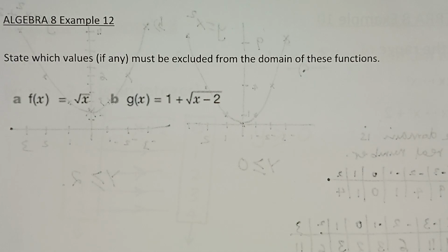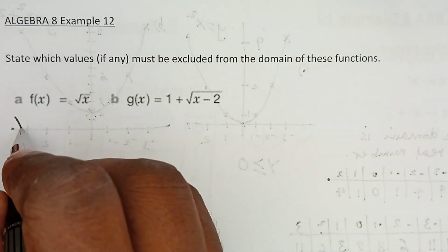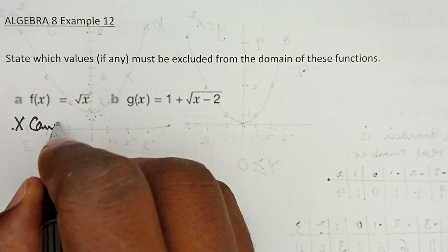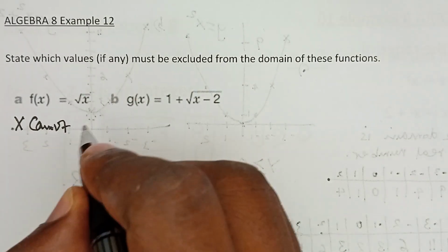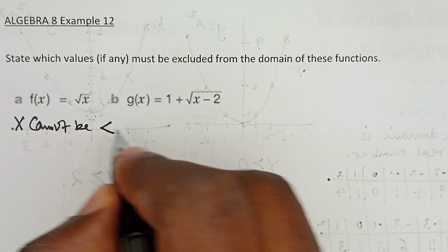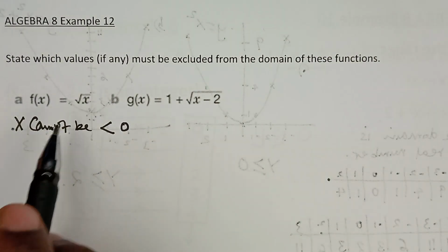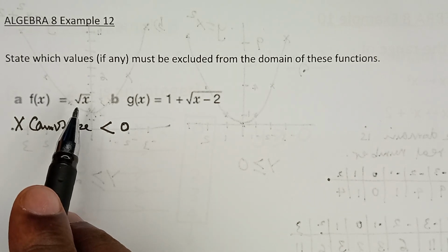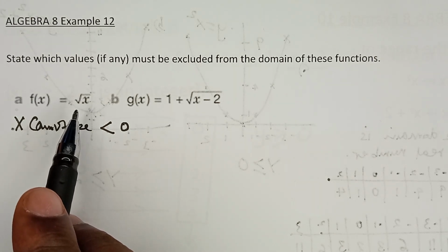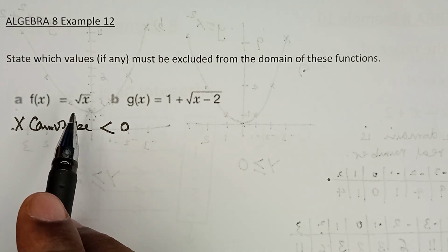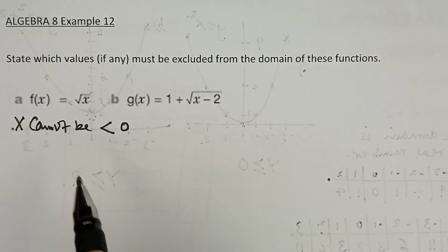And in this case, x cannot be less than 0. We are not going to allow such, because if x is less than 0, then it is definitely going to be a negative number, and we do not have square root of negative numbers. But when x is 0, the root of 0 is 0.